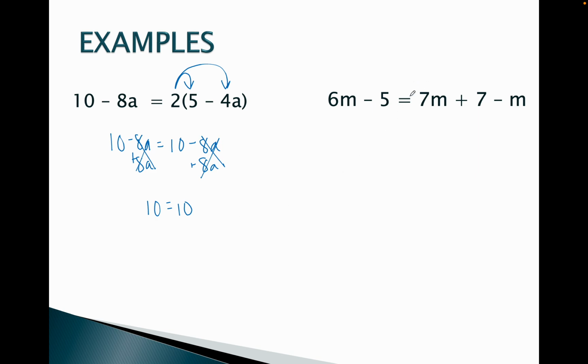In this other example, if you start by combining the m terms on the right side of the equation, you're going to get 6m minus 5 equals 6m plus 7. Again, you might try to continue solving as normal, and then notice that both of my 6m's cancel out on both sides, leaving me with an answer of -5 equals 7.